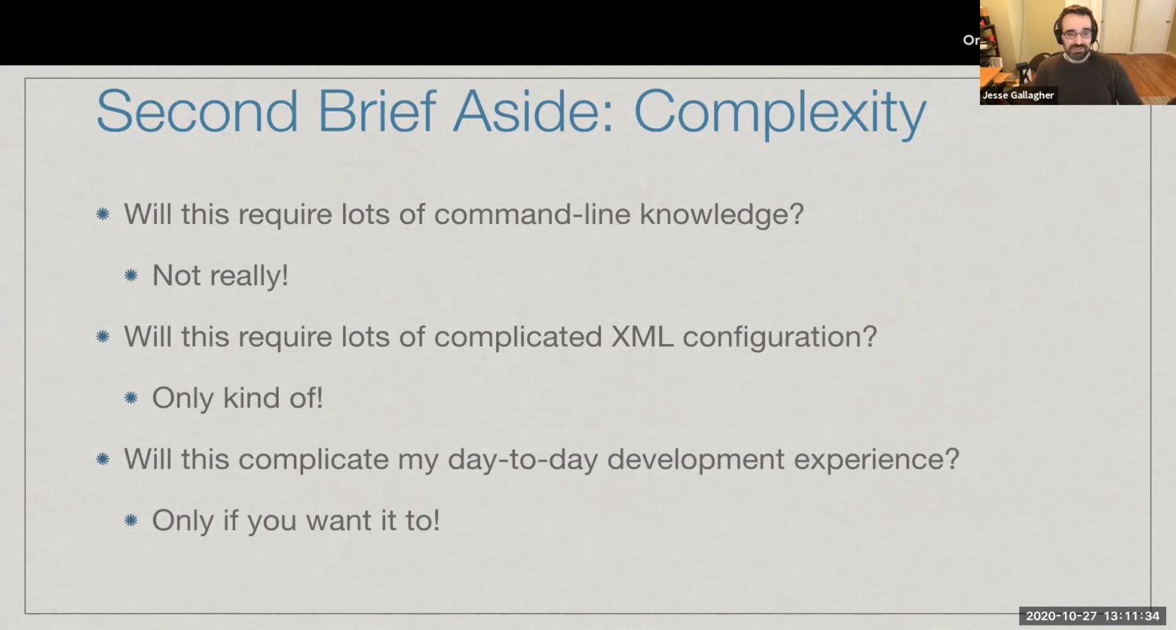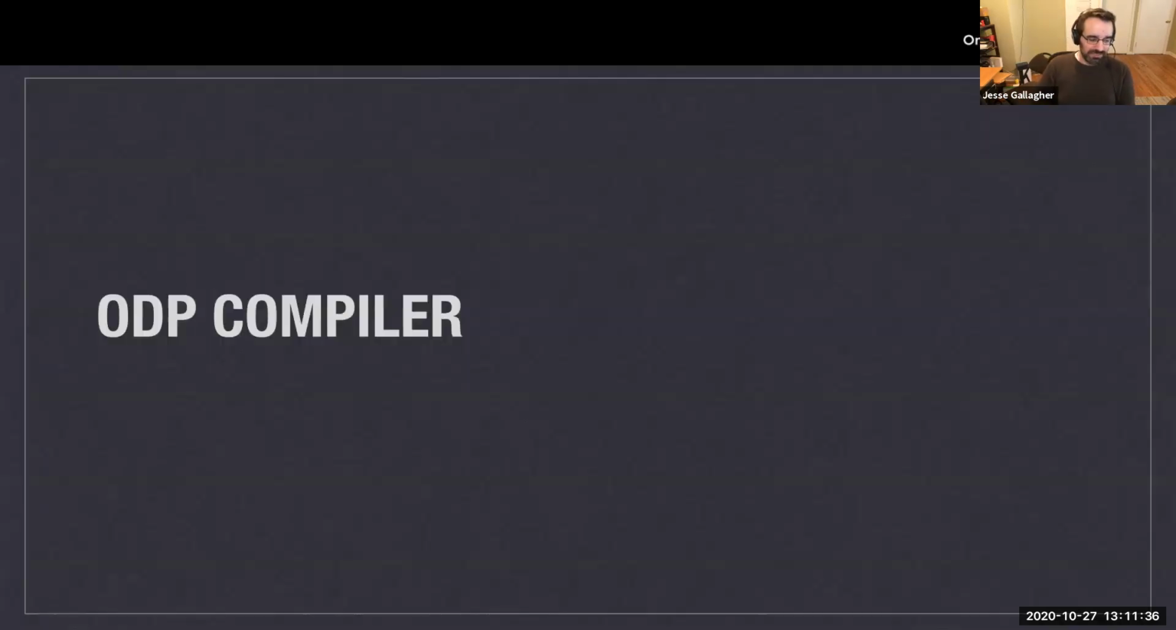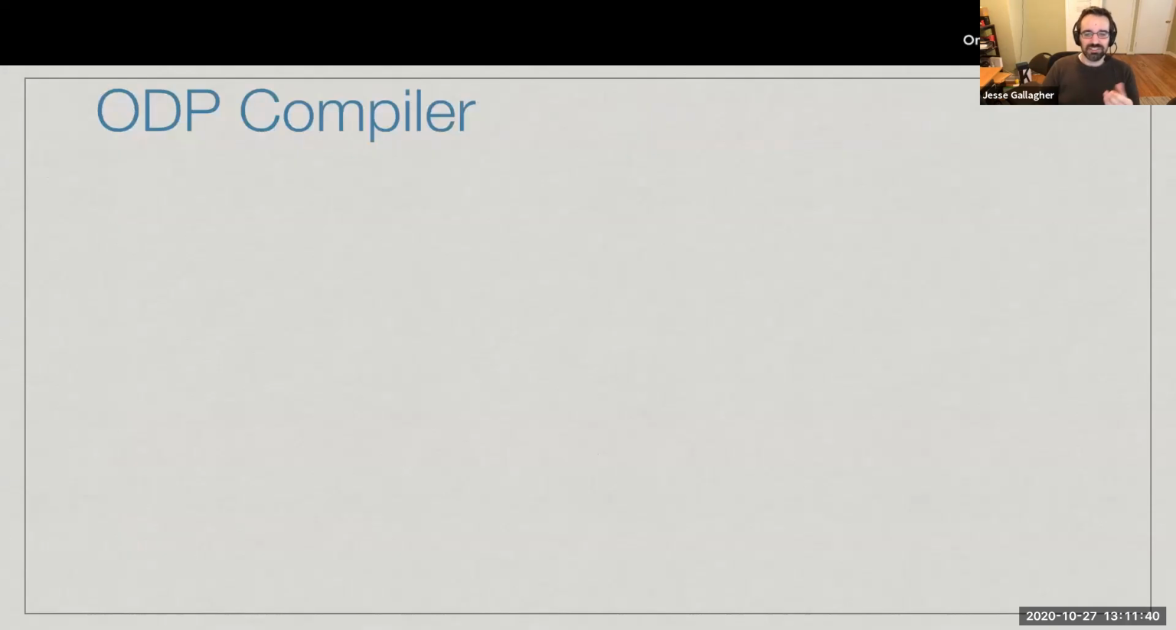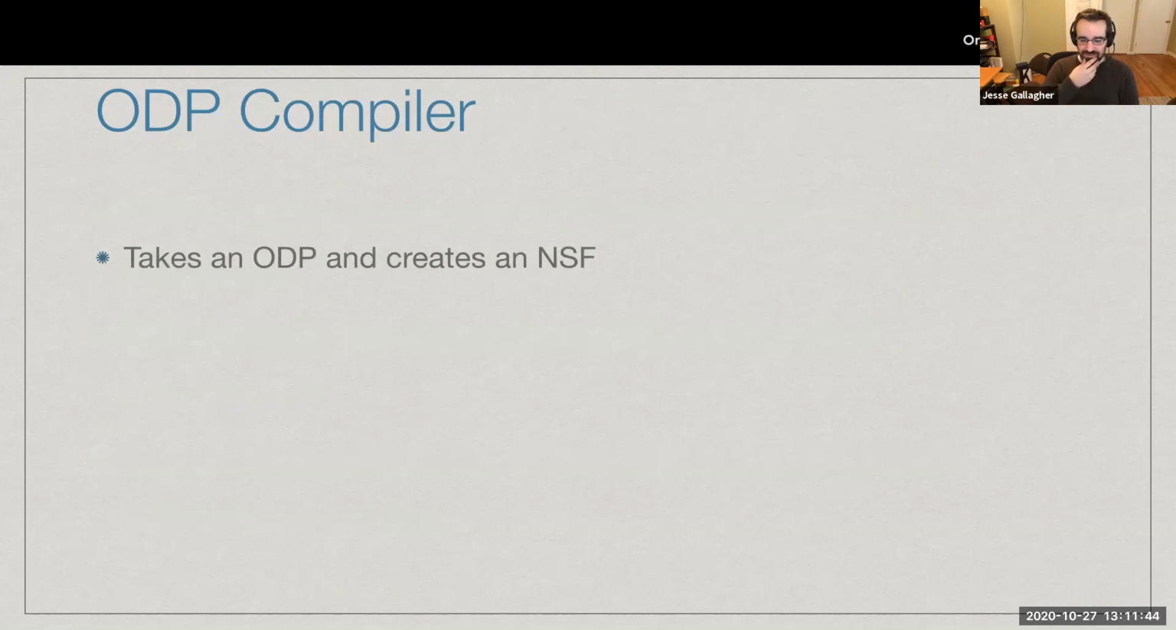So now I'm going to start diving into the meat of it. The ODP compiler, this is the one that started it all out. This is what takes an NSF ODP and creates an NSF.